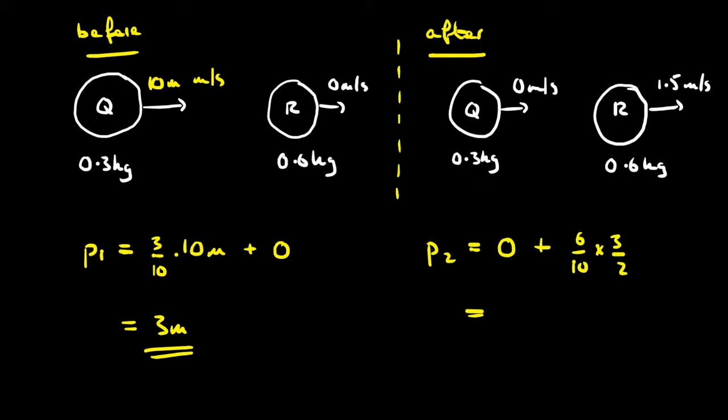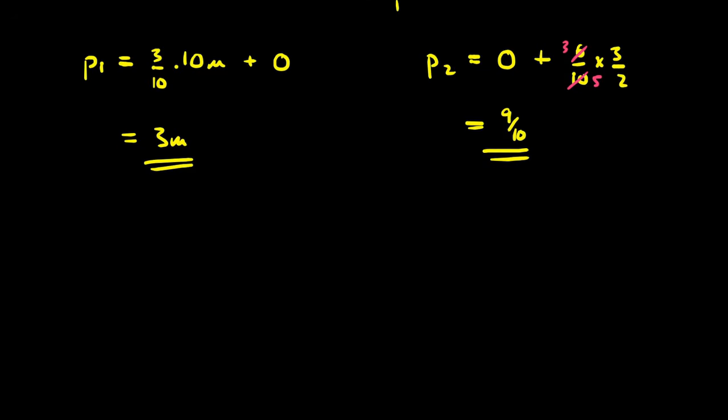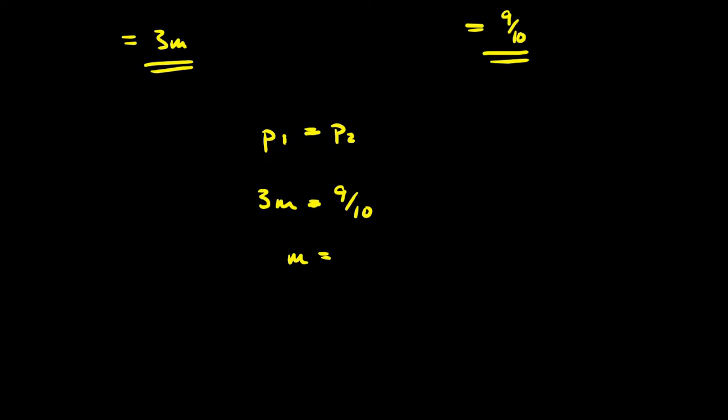Okay, so I can just cancel off a little bit, can't I? I can divide top and bottom by 2, so that's 3/5. So I'm going to get 9 upon 10 there. All right. Well, again, we just say that P1 must be equal to P2. Momentum before is equal to momentum after. So 3m must be equal to 9/10. So m must be equal to 3/10. And 3/10 is 0.3 kilograms. Okay. So that's our mass of the particle.